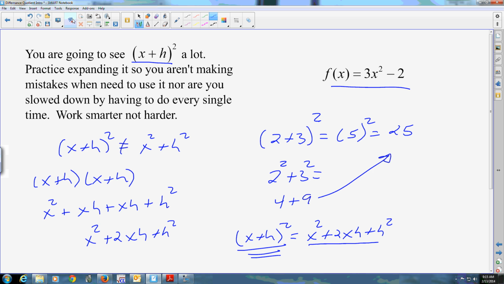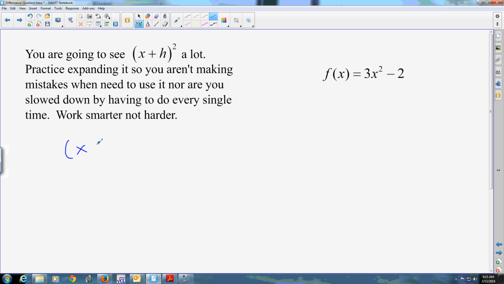I'll show you another way to get that answer. If you have x plus something squared like this, the shortcut is you square the first thing, multiply these together and double it, 2xh, and square the last thing, h squared. Okay, that's a shortcut for it. Or just memorize it, whichever way you want to do it. But don't recalculate this thing every single time.